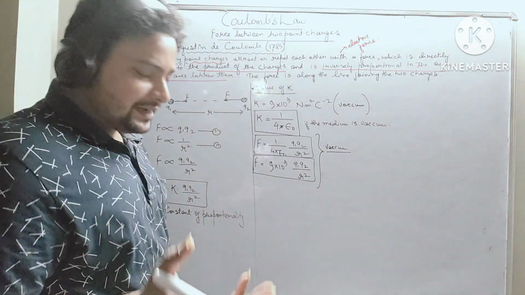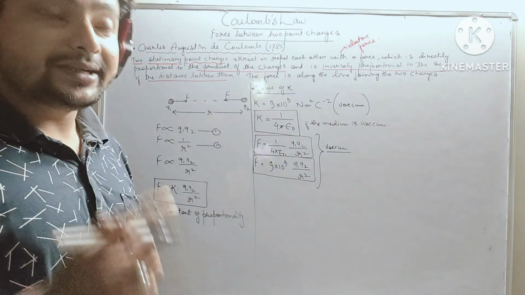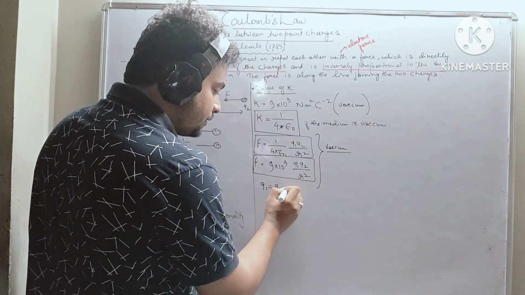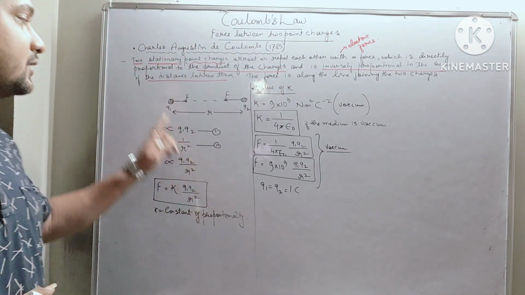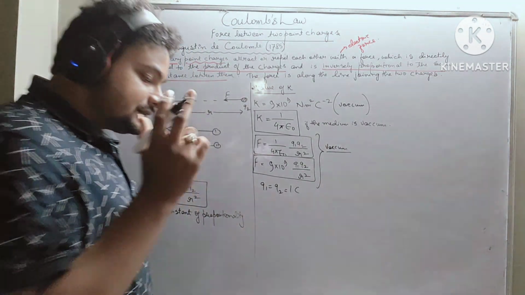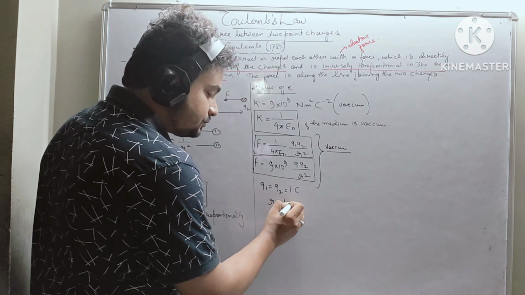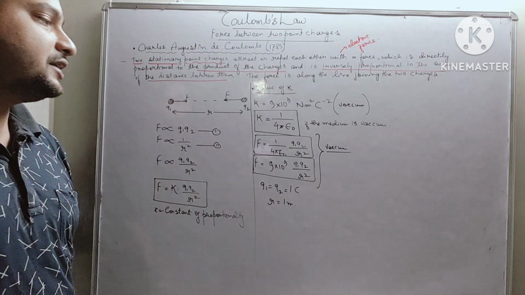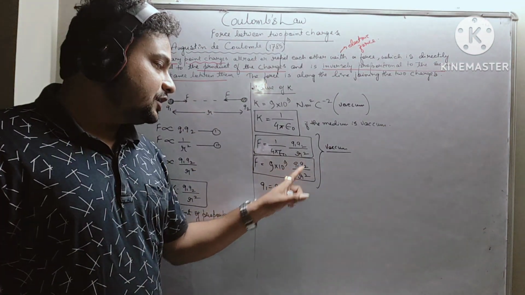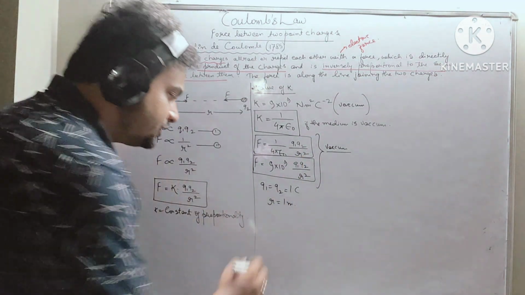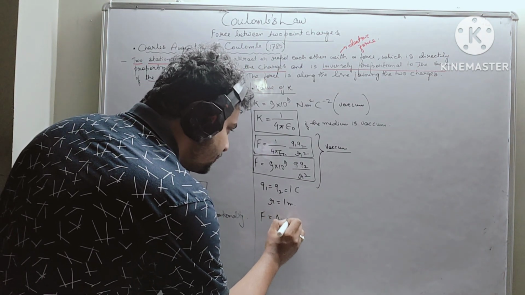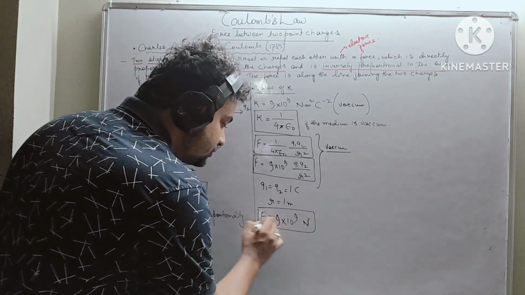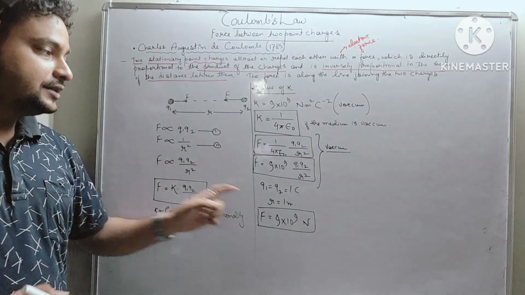Now from here we can get the definition of 1 coulomb. If we take two charges, suppose q1 is 1 coulomb and q2 is also 1 coulomb, and they are separated by a distance of 1 meter. So 1 into 1 divided by 1 square, we will get 1. Then the force will be equal to 9 into 10 to the power 9 Newton.